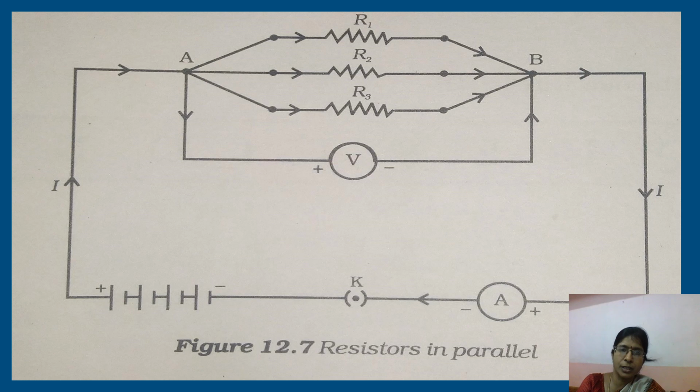Here you can see that the resistors R1, R2 and R3 have their left terminals connected to the point A and their right side terminals connected to the point B. Hence we can say that these are connected in parallel. And these two points A and B are connected to the positive terminal and the negative terminal of the battery through an ammeter and plug. Hence this is a parallel circuit.